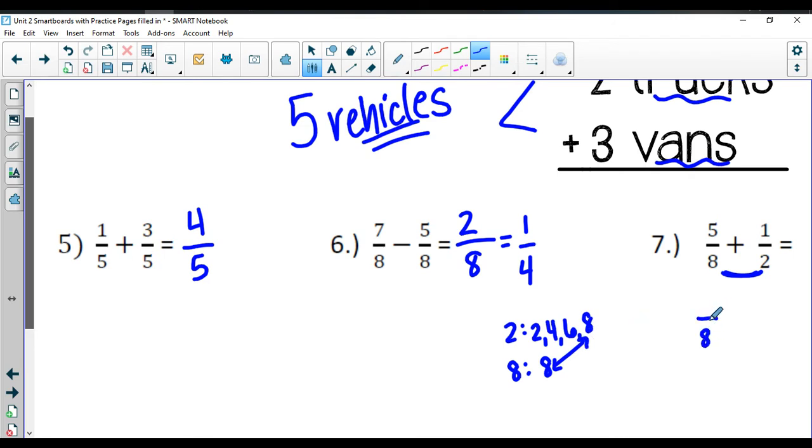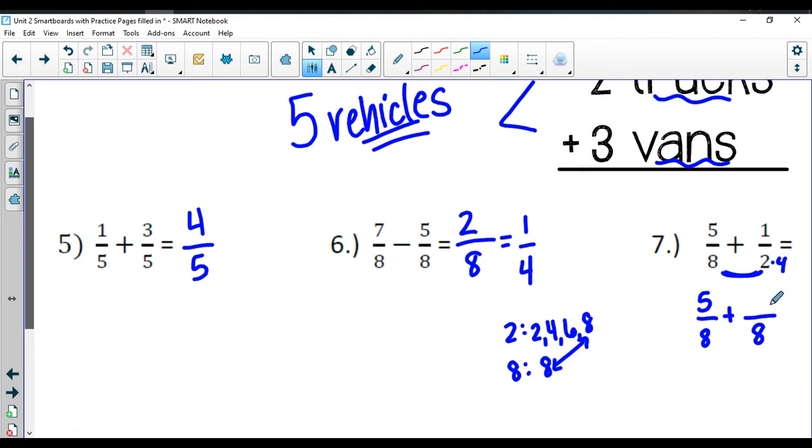So we're going to change both of these fractions so that they are now, instead of being 8 and 2, they're now both 8. Just like if they were trucks and vans, they're now both vehicles. It allows us to add them together. 5/8 is not going to change. 1/2, however, is. 8 is a multiple of 2. You did 2 times 4 to get to 8.